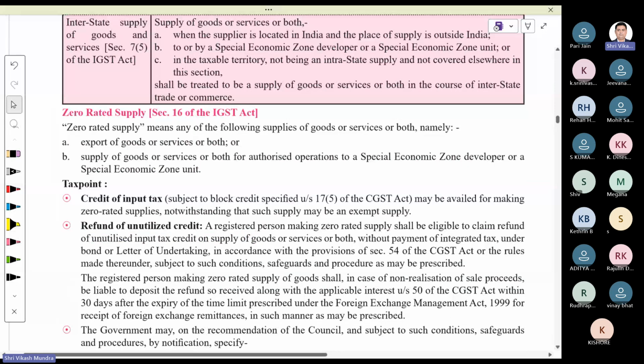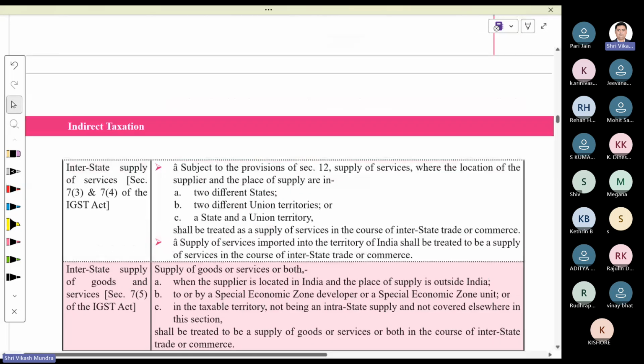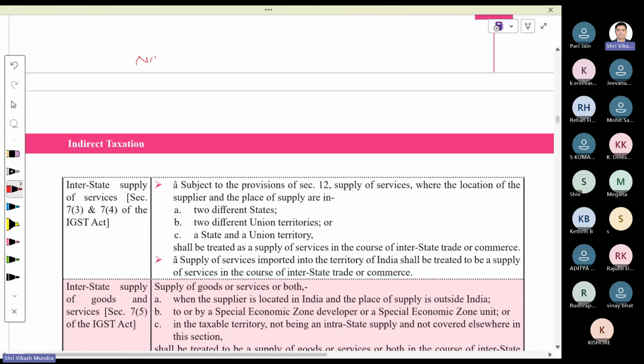Anyone have any question? Zero rated supply. After discussing this zero rated supply, we will conclude our session. Be careful in the GST: 0% rate of tax, that means nil rate, tax at nil rate, or zero rated, these are two different things. Mathematically, we know that both of them are the same. But in GST, these are two different things.